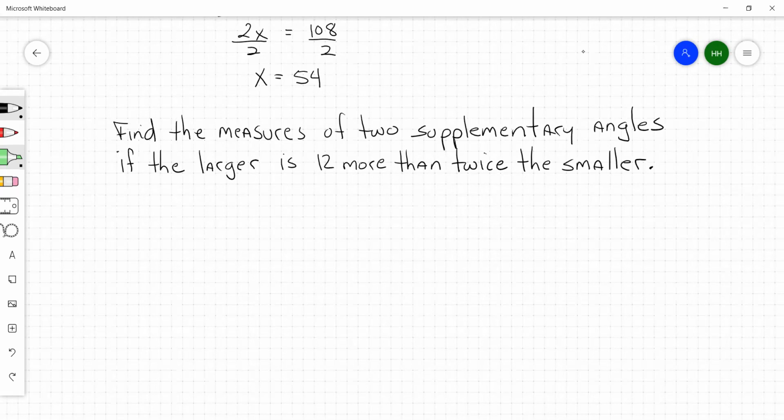So our concept for solving this problem is going to be the same. We've got first angle plus second angle. What do these two have to sum? These two have to sum to 180 because they're supplementary. Find the measures of two supplementary angles. So I'm just going to call the first angle the first angle. It's x degrees.